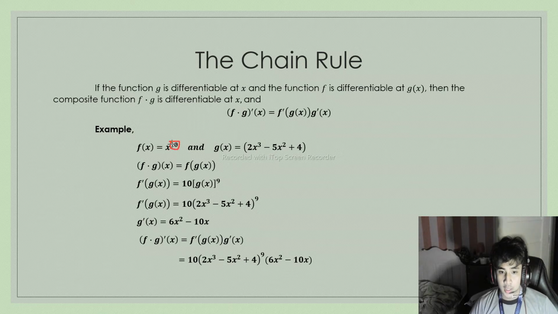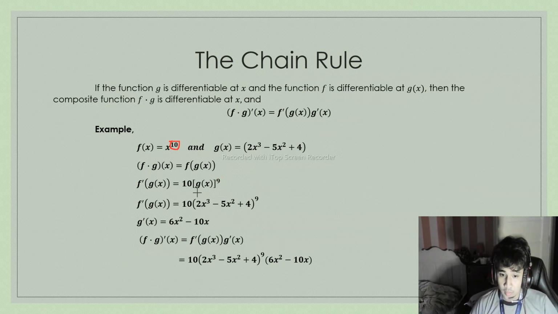Yan. 10 of x. X raised to 10. Yan ang variable natin. Tapos, sa-substitute lang natin yung value ng f of x, yan, 10. Tapos, minus 1 yung variable. So, minus 1 na natin yan. Kaya, naging 9 na. So, yung g of x ay 2x cubed minus 5x squared plus 4. I-substitute natin sa value ng g of x.